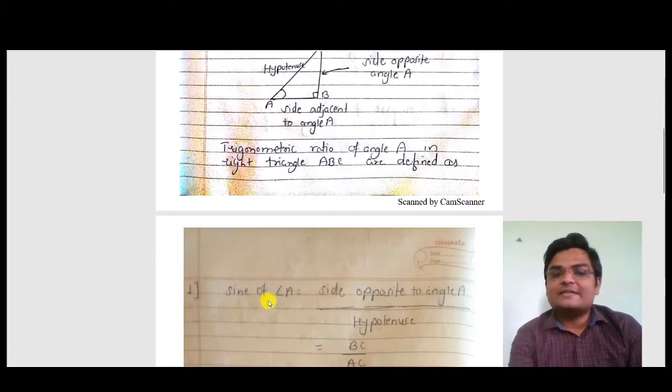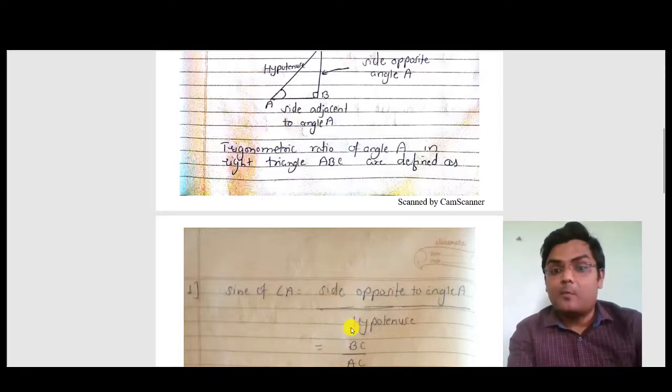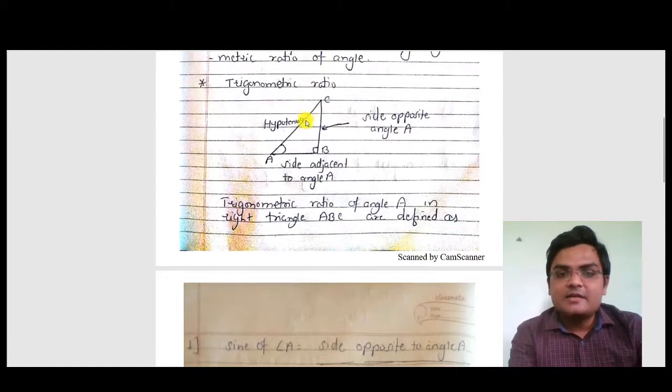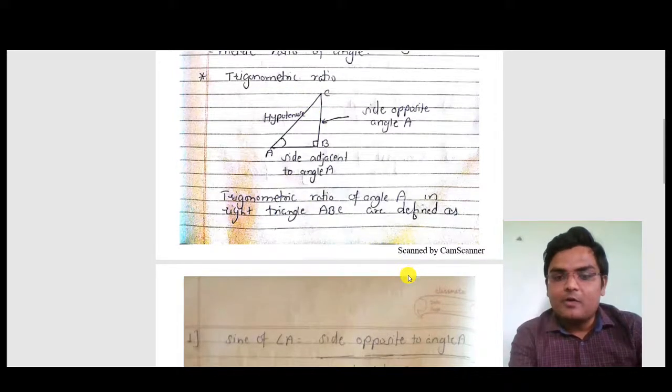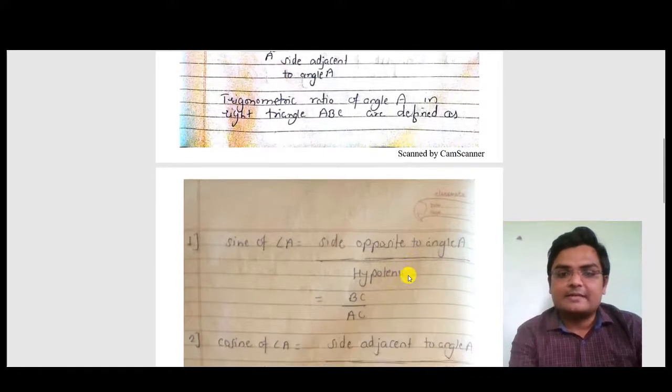First is sine of angle A. The short form of sine we can write as sin, the sine of angle A. It is the ratio of the side opposite to angle A upon hypotenuse. See the figure, sine is opposite upon hypotenuse. So we'll get BC upon AC.